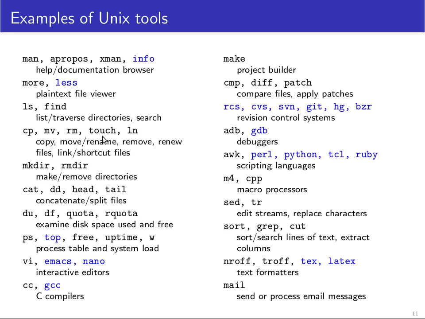Touch is a tool that updates the time of a file. So if you want to change the last modified date and time associated with a file, which can sometimes be useful when used with other tools like make that pay attention to timestamps, then you can update the time with touch. Touch is also useful if you just want to create an empty file, because if the file doesn't exist, then touch will create it. Ln, the link command, creates a reference to another file.